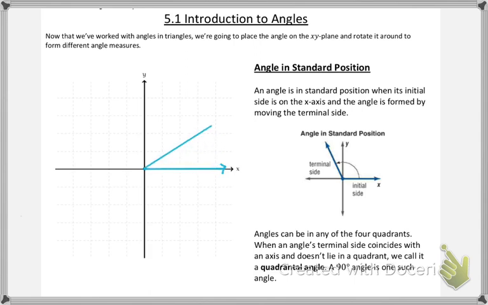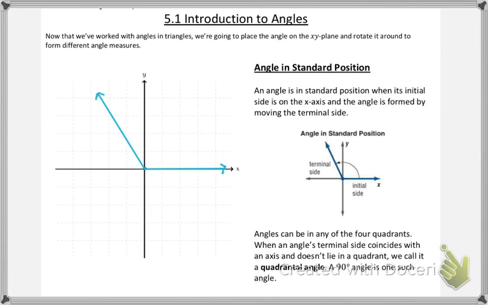So this side that moves is what we call the terminal side, and depending on where the terminal side ends, in quadrant 1, quadrant 2, quadrant 3, or quadrant 4, we have an acute angle, a right angle, an obtuse angle, and a straight angle, right? So we call this the terminal side.